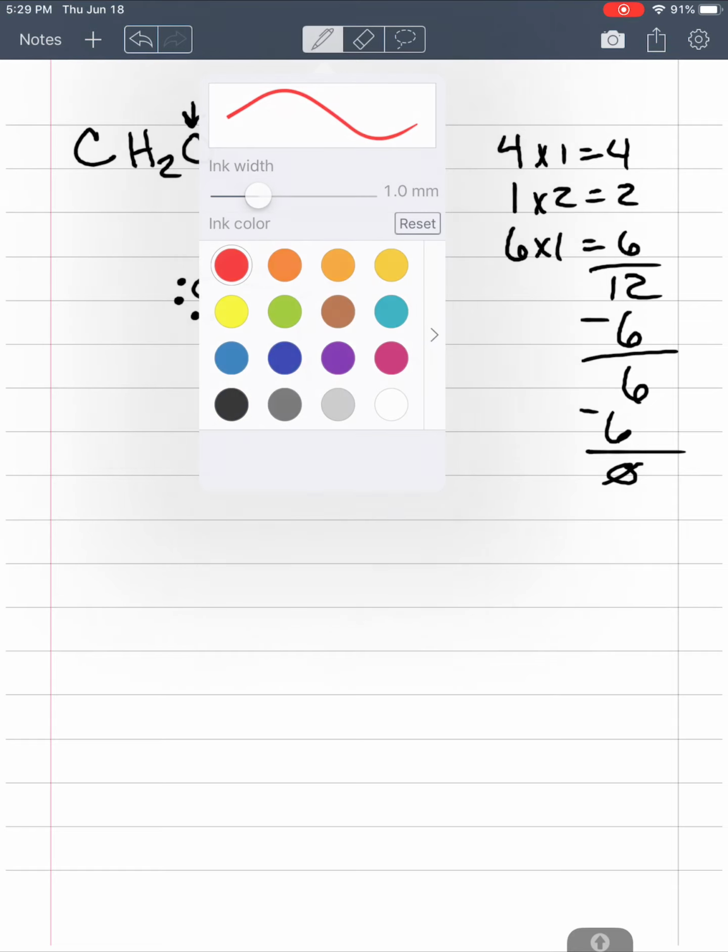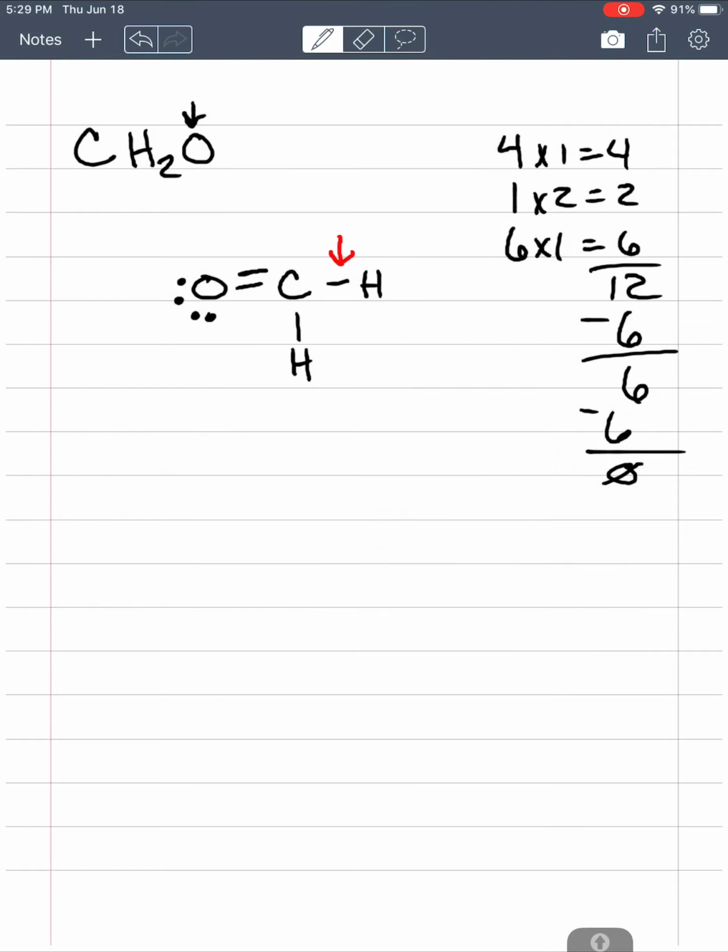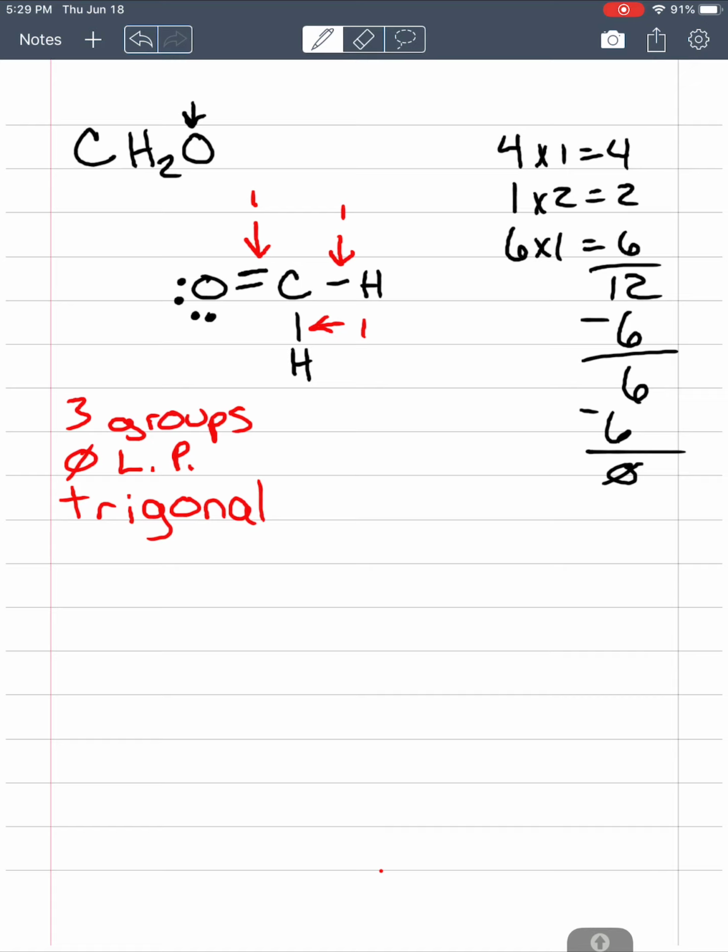So let's count the electron groups. And remember, a single bond is 1 group. So that's 2 groups. And a double bond is also 1 group. 1 group, 1 group, 1 group. Total of 3 groups. No lone pairs. So that's trigonal planar. And 120 degrees. All right.